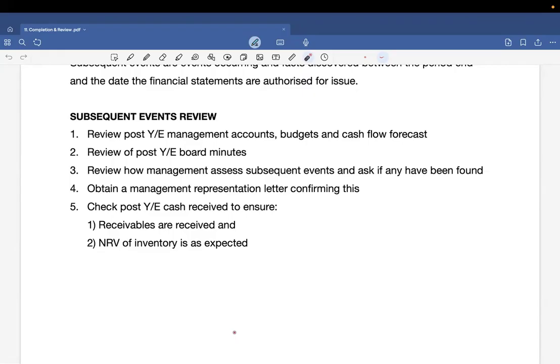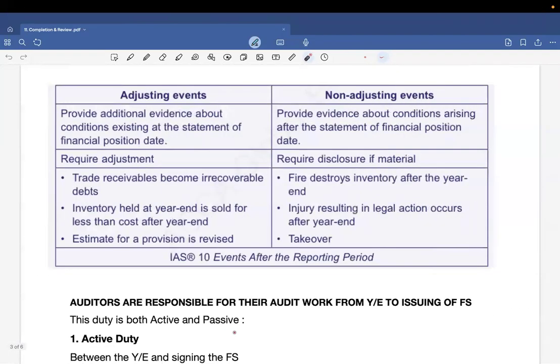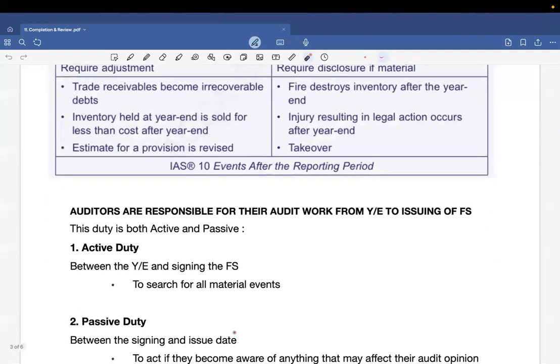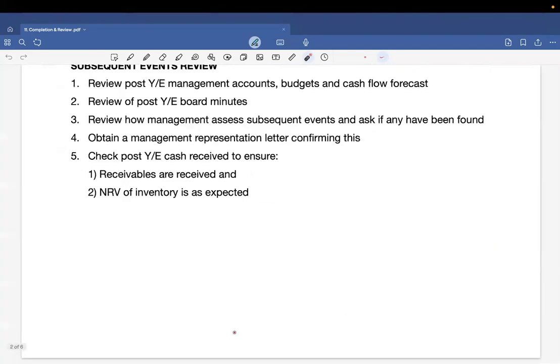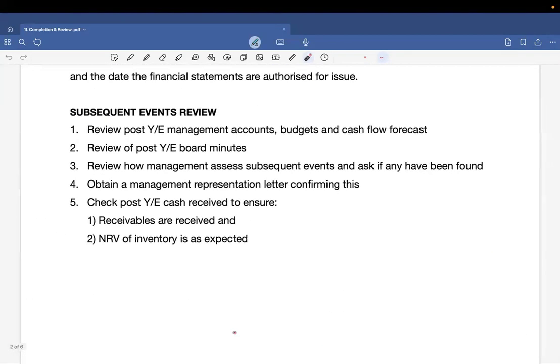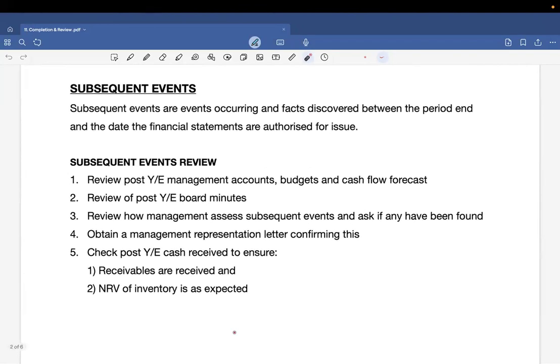When the year is ending, all recordings and accounts are maintained like that. And it's on a certain date that the financials actually get issued or signed by the management and given for issue. So there is a time gap between the financials being ready and the financials being signed, right? In between, if anything happens, that is called subsequent events. So subsequent events are events occurring and facts discovered between the period end and the date the financial statements are authorized for issue.